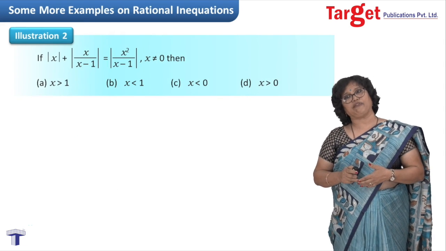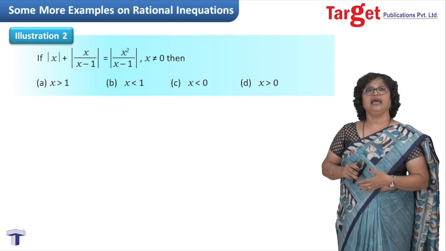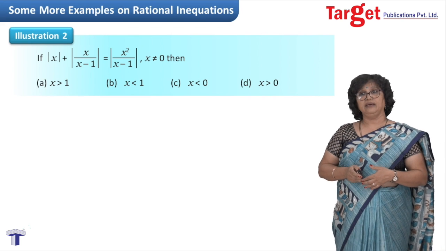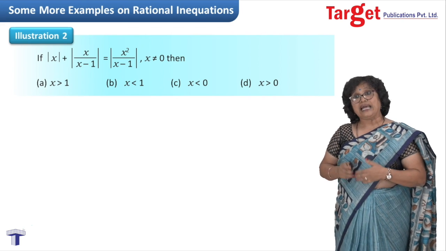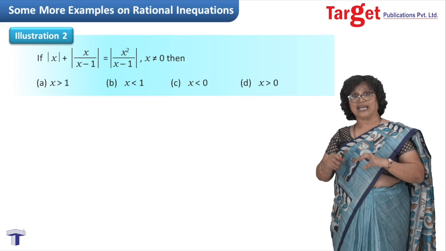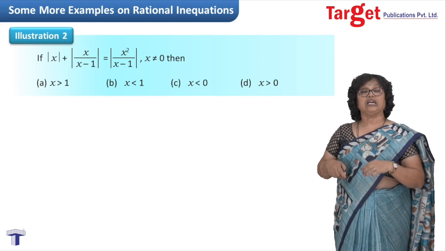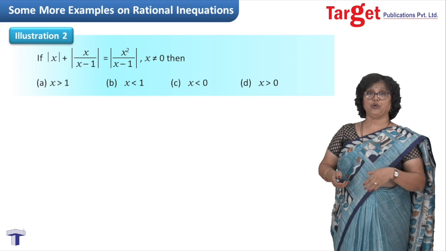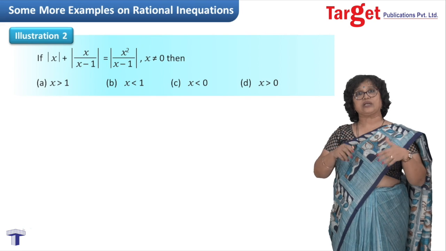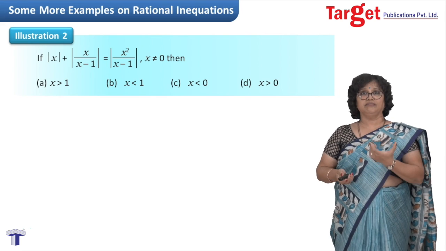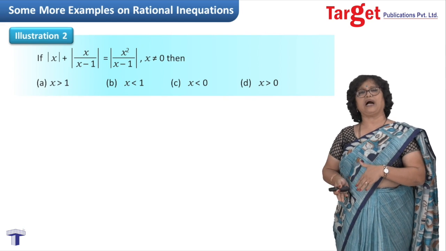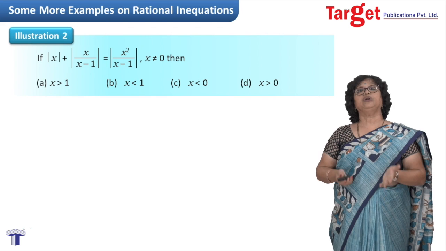Next is absolute value of x plus absolute value of x upon x minus 1 equal to absolute value of x square upon x minus 1, and x not equal to 0 is given. Then we have to select the right option, which x will satisfy the given equation. The equation is in the form of absolute value. Now again, it looks as if the question is from absolute value, and what is it doing in the rational inequations portion? Realize this, all topics are interconnected that way. From one part to another part, you should be able to switch over.